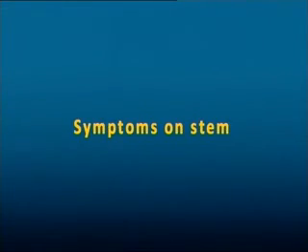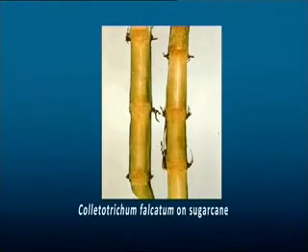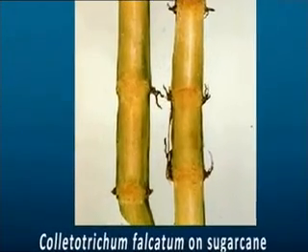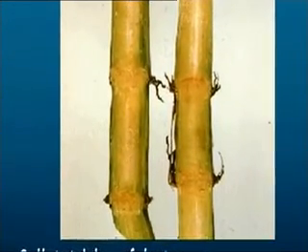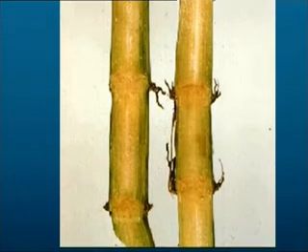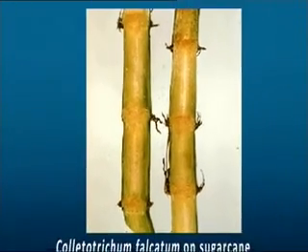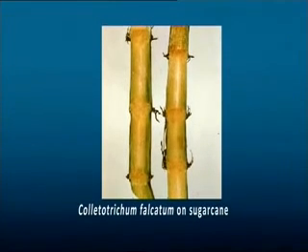Now symptoms on the stem. The rind loses its color and splits up lengthwise. Canes become internally rotted. The pith becomes red and is exposed. Vascular tissues also turn red. Thus it is called red rot. Later in the season, acervuli are formed as small velvety dark areas on the canes. The split stem emits an alcoholic smell due to the fermentation of sucrose into alcohol by pathogenic enzymes.